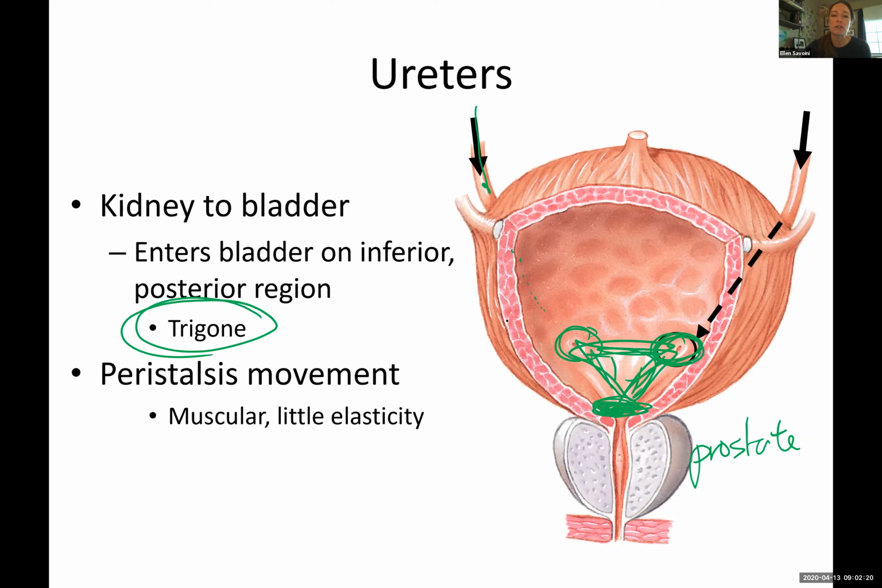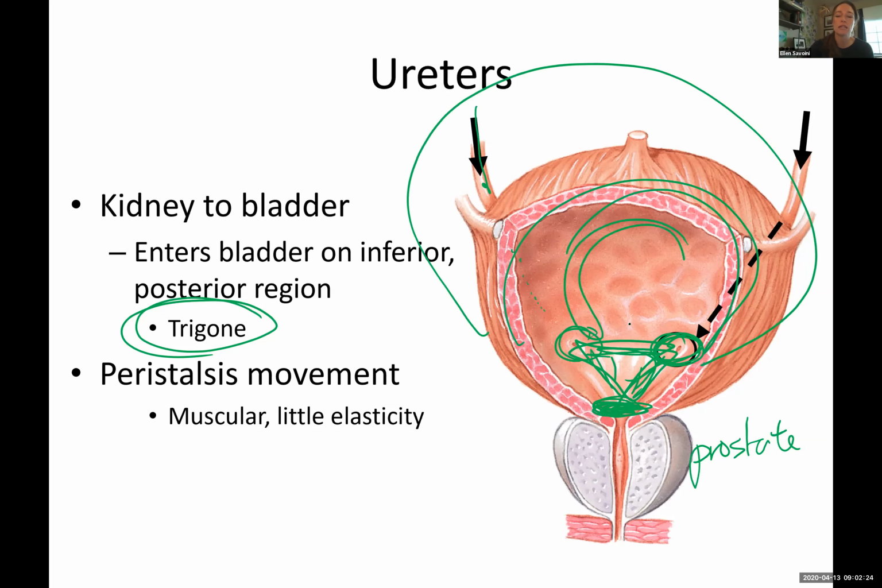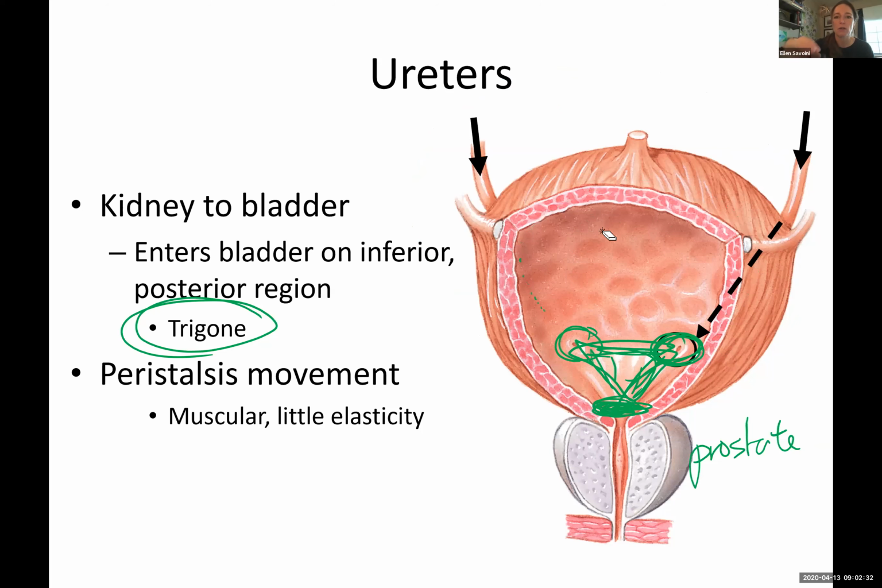But we have that transitional epithelium, so the bladder can get really big and it can shrink down. So it can change size quite a bit as far as the bladder goes, not so much in the trigone. The other things that don't move around a lot are the ureters. The ureters are very muscular and they have little elasticity.